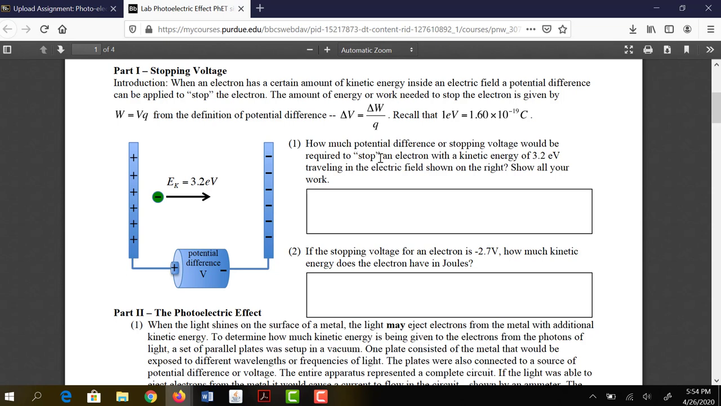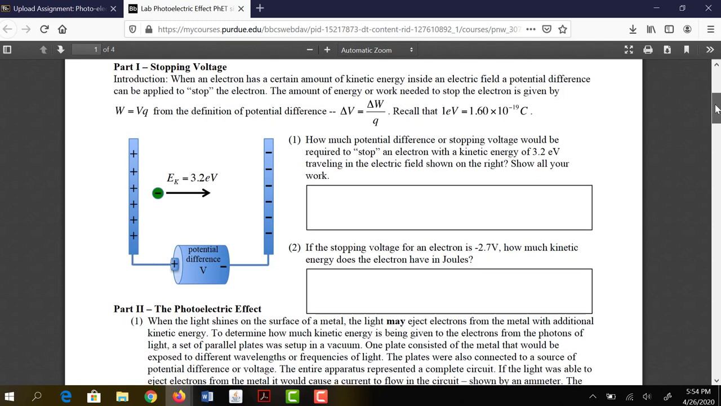So first question, how much potential difference or stopping voltage would be required to stop an electron that has this much kinetic energy? So this is the kinetic energy it has. What sort of stopping voltage would stop the electron from going across? So if you take this much kinetic energy, turn it into electrical potential energy, what would the voltage difference be? And if you're familiar with electron volts as a unit, that's a really easy answer for you.